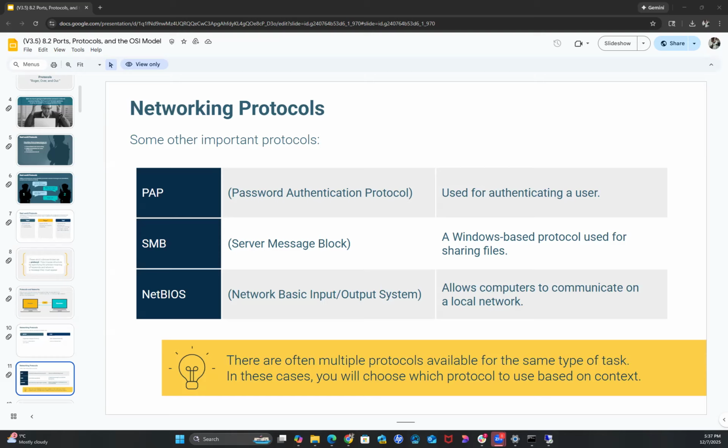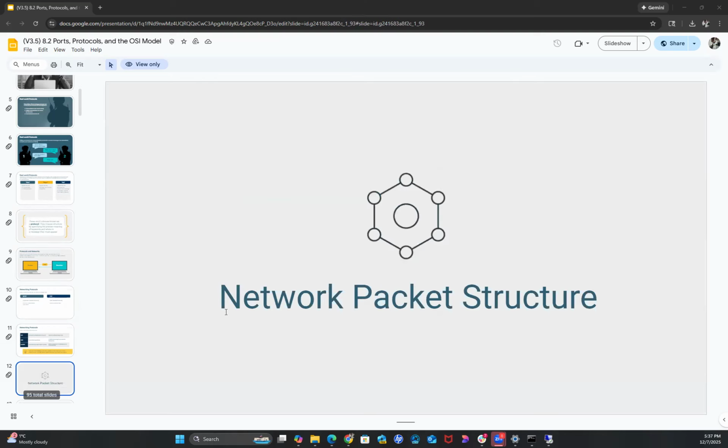And Server Message Block, a Windows-based protocol used for sharing files, SMB, and NetBIOS, network basic input output system, allow computers to communicate on the local network. This is the NetBIOS protocol. So there are often multiple protocols available for the same type of task. In this case, you will choose which protocol to use based on the context. For example, both FTP and SMB are used for file sharing, but SMB is only used on Windows, and FTP protocol is used for Linux operating system.